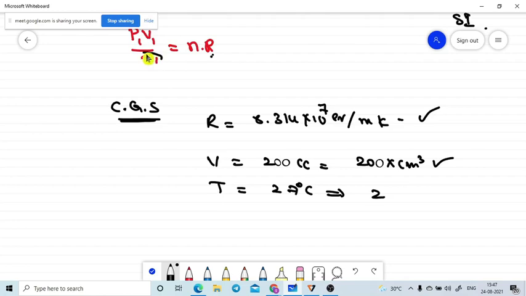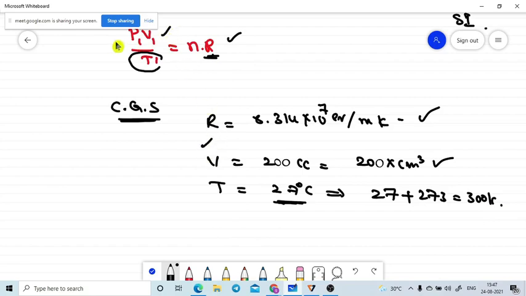In this formula, temperature must be used in the absolute temperature. So absolute temperature means this value must be changed: 27 plus 273 is equal to 300 Kelvin. Now one more, they given the R value. So R value I already know. So V value I know.